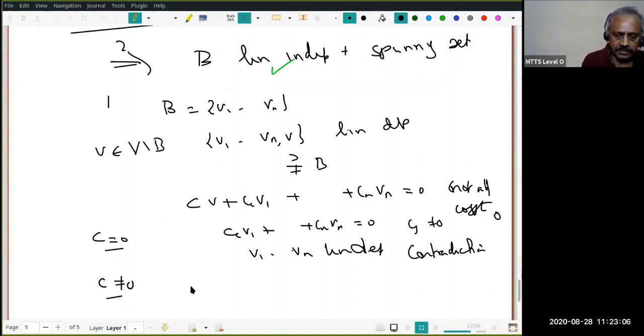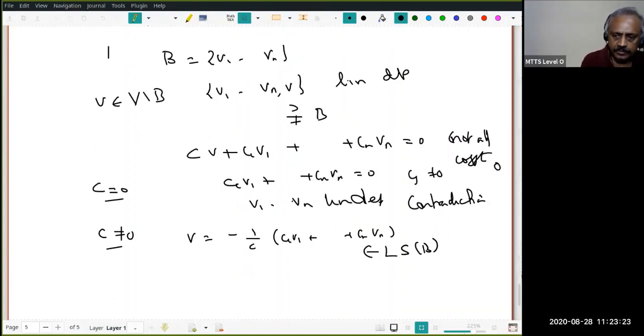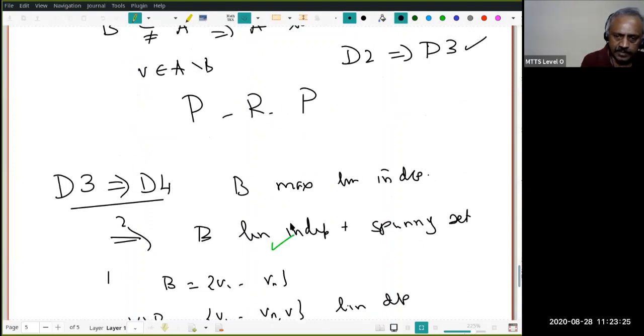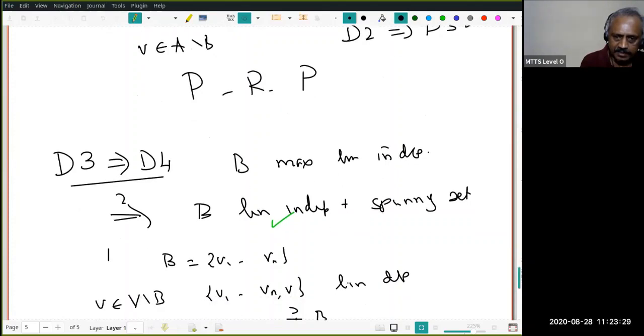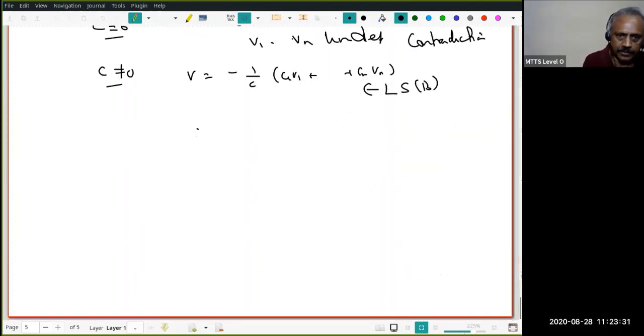If c is not equal to 0, then v is going to be, as I did earlier, minus 1 over c times c1 v1 plus cn vn. So, this is a spanning set. Therefore, that means v belongs to LS of B. So we have proved that it's a linearly independent set. That's by hypothesis, and we just now proved it's a spanning set. Therefore, D3 implies D4. So pause, review, then proceed.